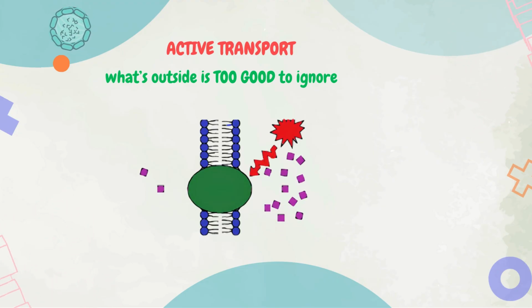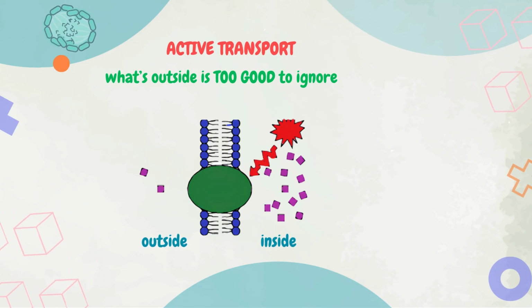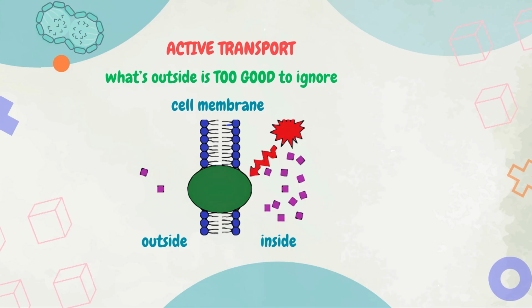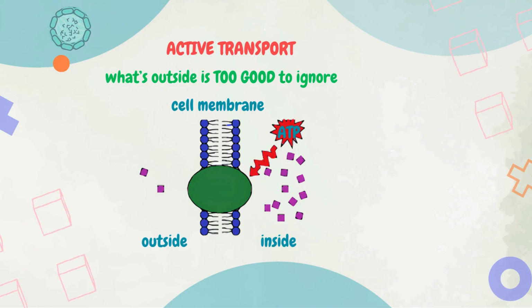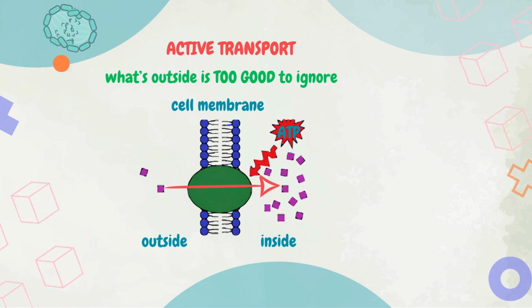Let's visualize it. Imagine the inside of the cell here, the outside there, and this boundary is the cell membrane. Even if there are more vital substances inside than out, the cell still wants more. So it uses ATP, adenosine triphosphate, like fuel, to actively pump them in. It's like swimming upstream in a biochemical river.